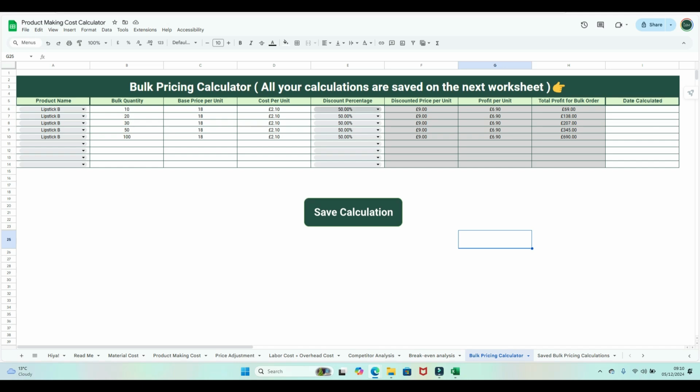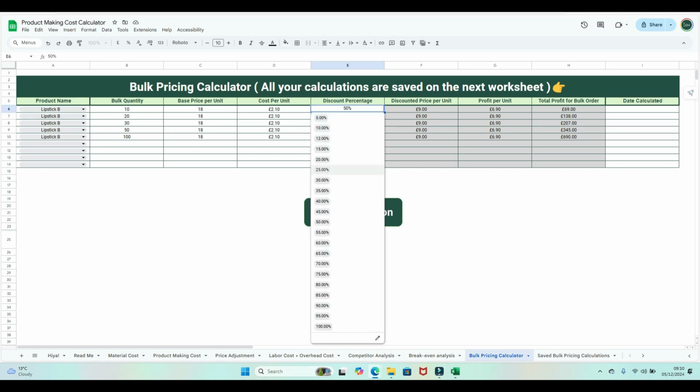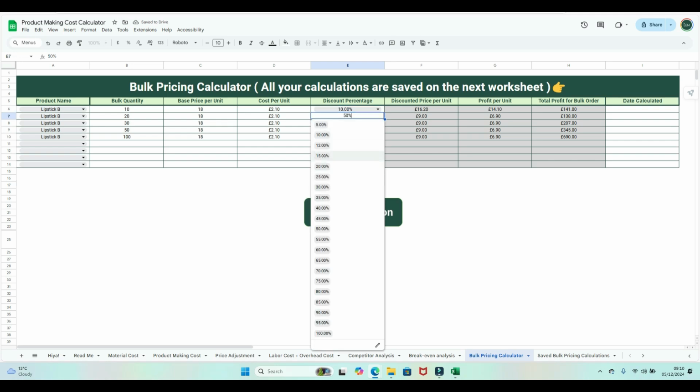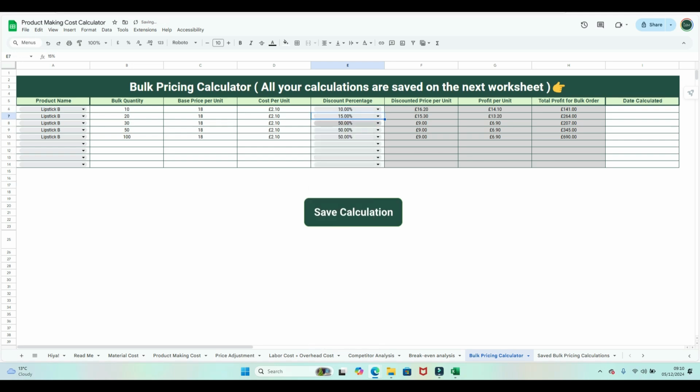But you might consider, hey, if I'm doing 10, then I'm only going to give 10%. If I'm doing 20, I am only going to give 15%, etc. It completely depends on you, but this gives you an idea of how much percentage discount you can give based on the quantity. All right, it just makes things easier.